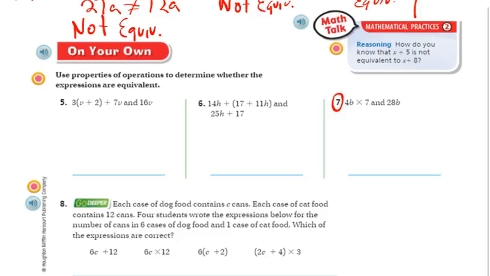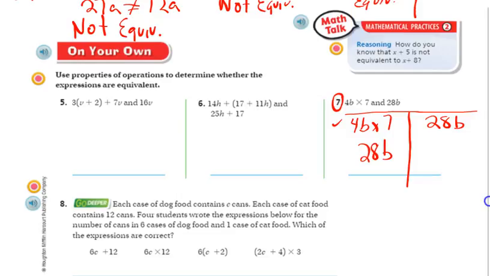All right, thanks for pausing the video here. And I'm hoping that I would have seen a t-chart here, and I would have seen two expressions written. And I'm hoping you would have simplified this one down and said, okay, 4 times 7 is 28. The b travels because of the multiplication, and 28b equals 28b, so we have equivalent expressions.